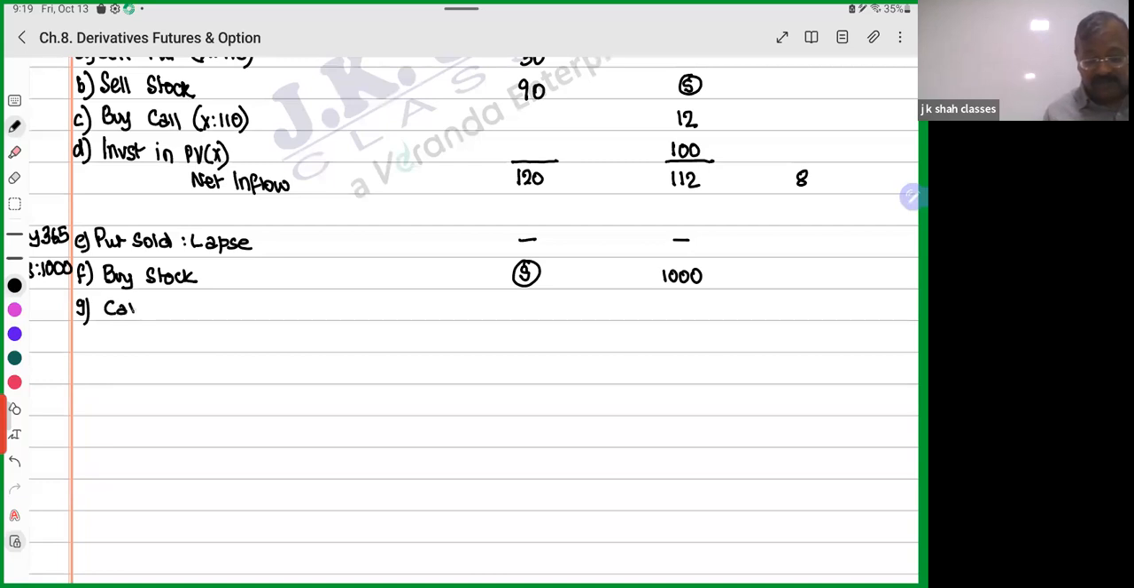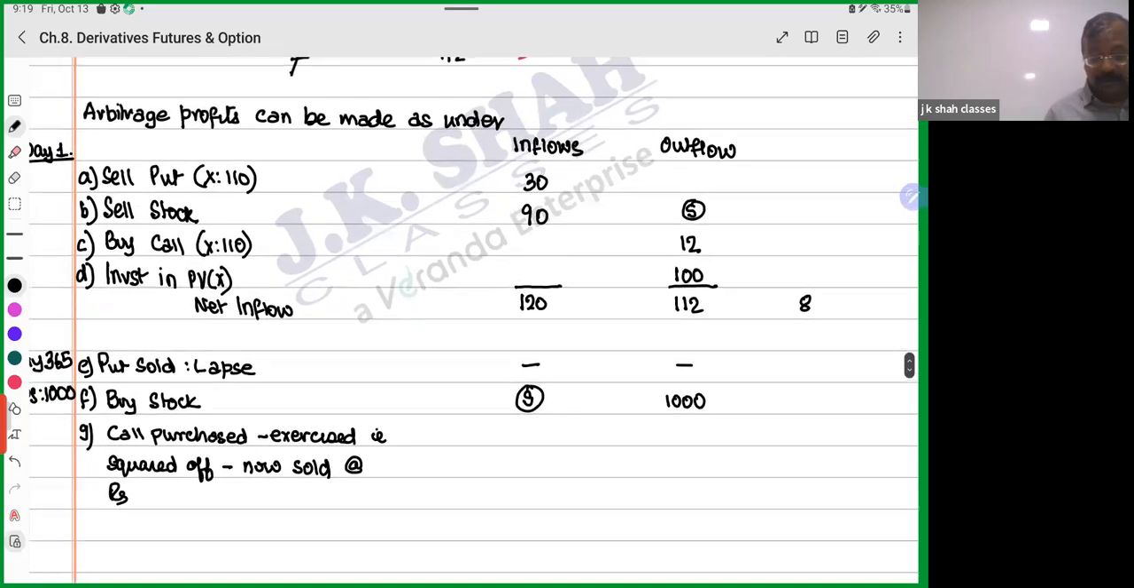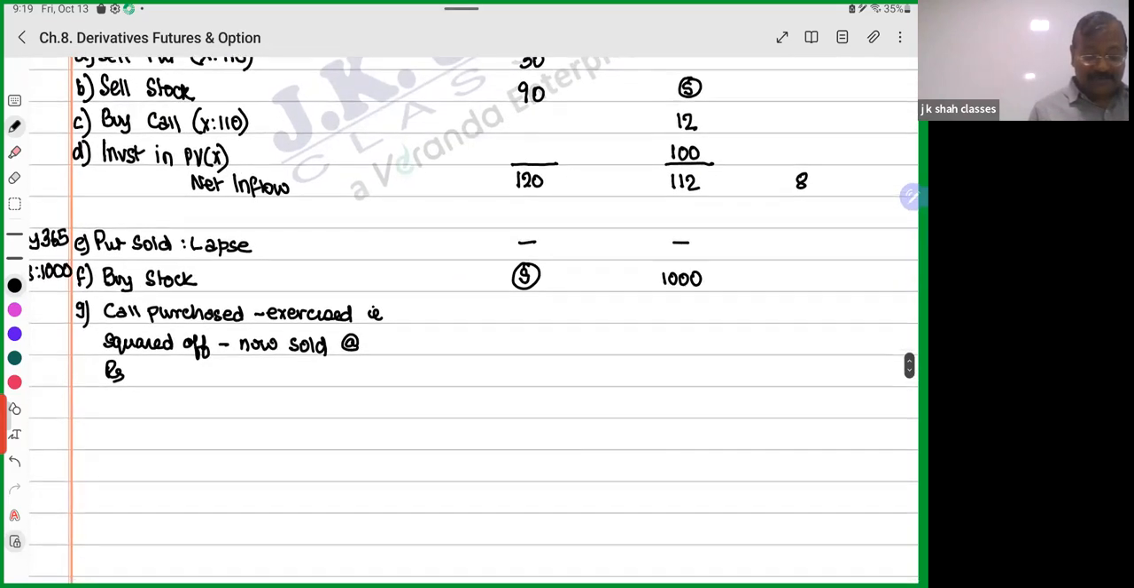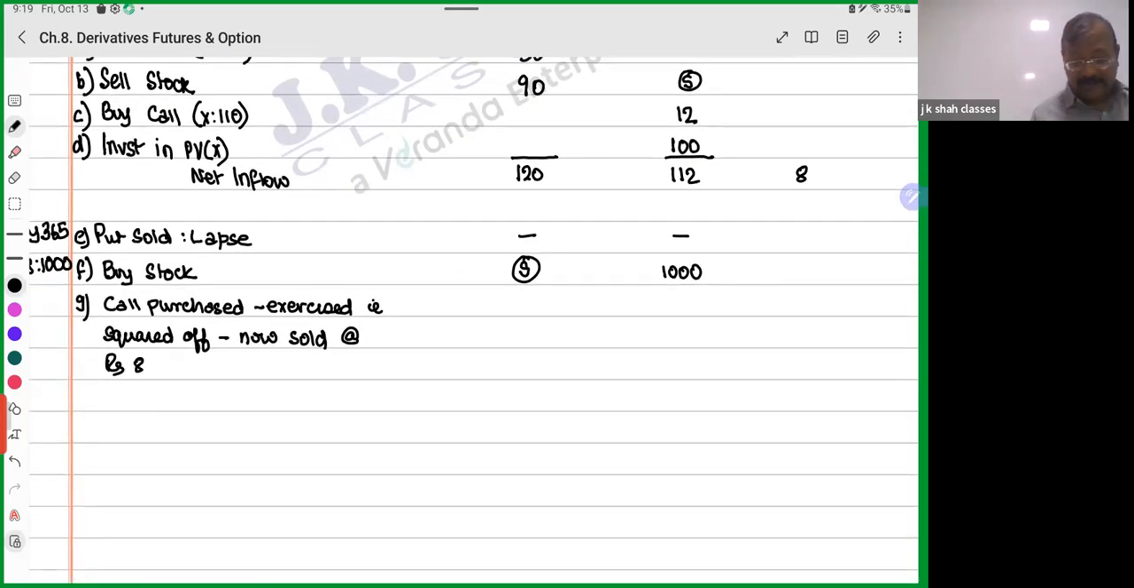Call purchased, exercised, that is squared off, that is now sold. Remember, you originally purchased, now to square off means you have to sell it. Sold at rupees, what will it be trading at? Remember, this was a right to buy at 110 and the stock price is 1000, at rupees 890, resulting in inflow of 890.